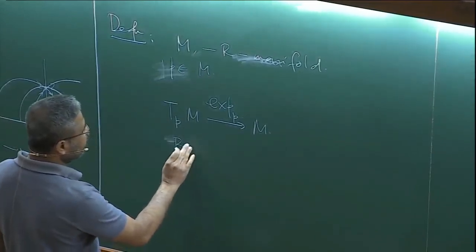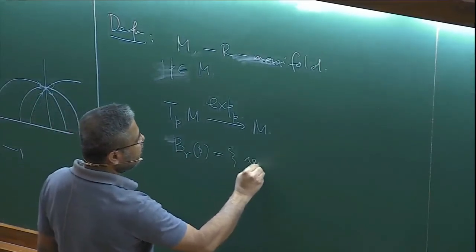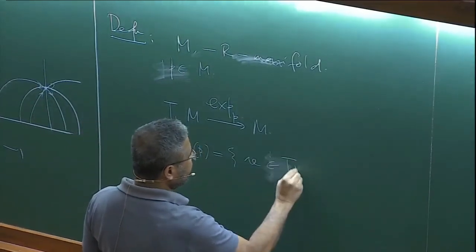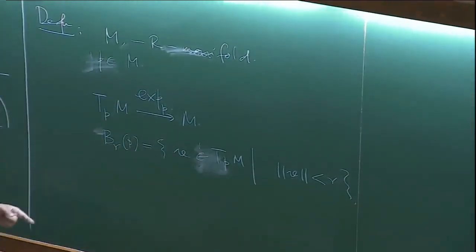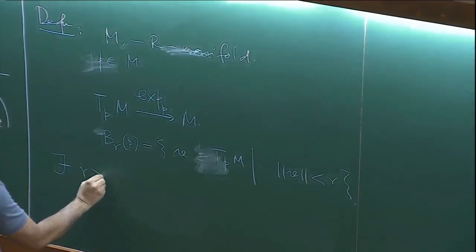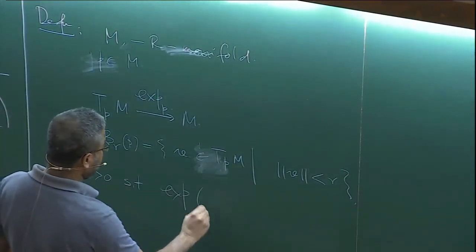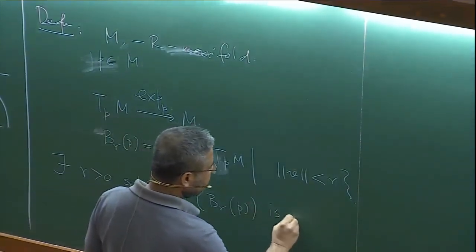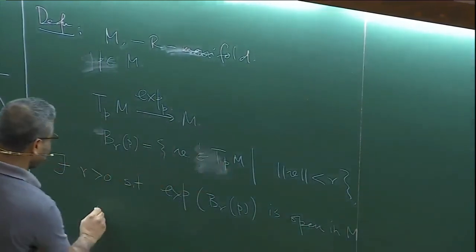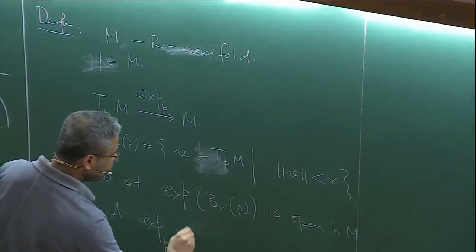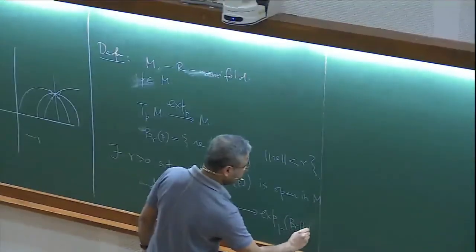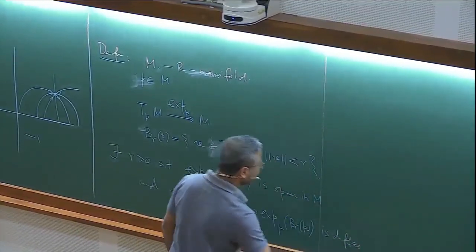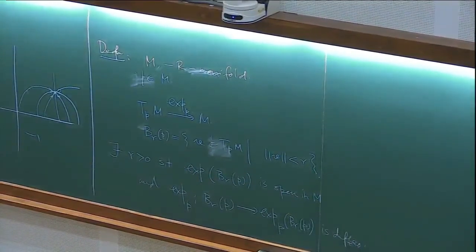I choose the image of such a ball on which the exponential map is a diffeomorphism. So let B_R(P) be the set of V in T_P M with norm of V less than R, and assume there is one such ball on which the exponential map is a diffeomorphism and the image is open. So there is an R greater than zero such that exp of B_R(P) is open in M, and exp_P from B_R(P) to it is a diffeomorphism. This is a general statement, and it happens for any Riemannian manifold.